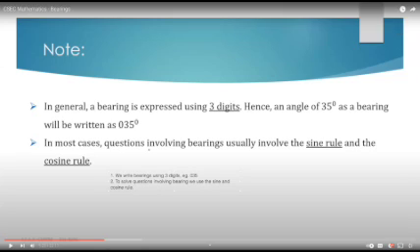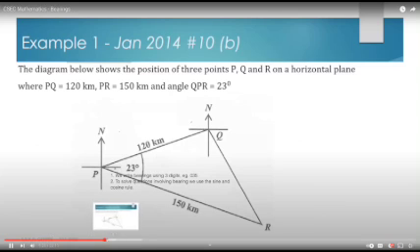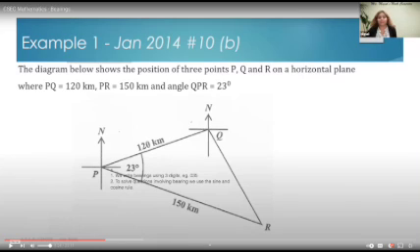All right, finish this. Okay, example 1, we are going to look at a bearings question. So I want you to draw the diagram. And this is from January 2014. Go ahead.